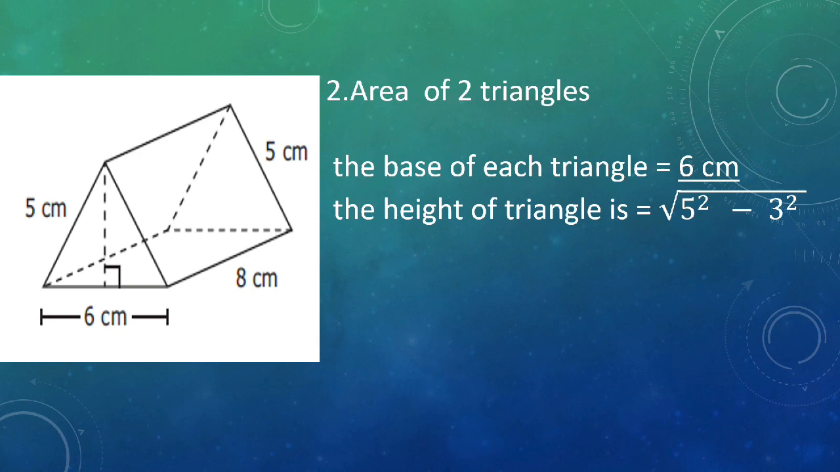So we have 5 squared is 25. 3 squared is 9. So we have the square root of 25 minus 9. So we have 25 minus 9 is 16. So we have the square root of 16 is 4 centimeters. So meaning the height of our two triangles is 4 centimeters.